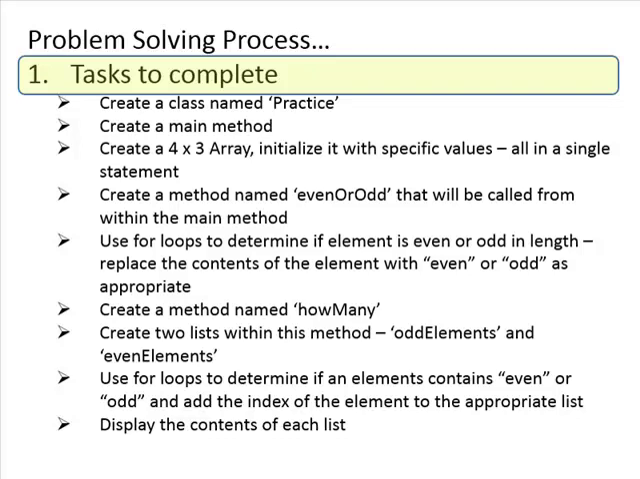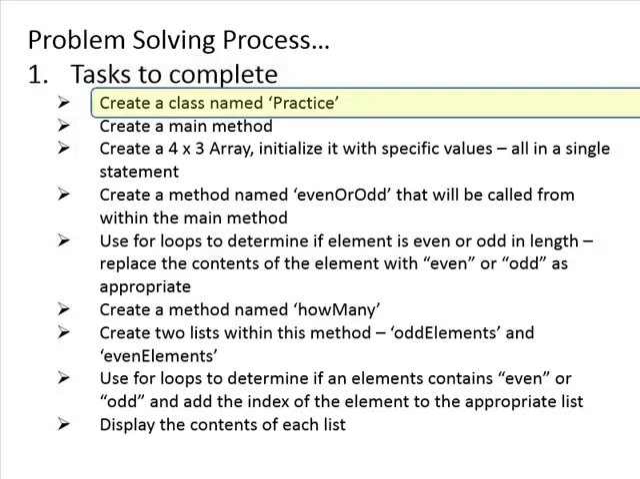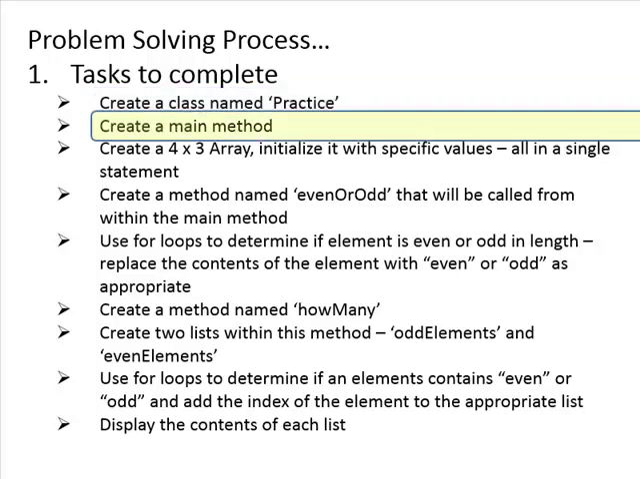It specifically states that you need to create a class with a specific name. And it's usually implied that we're going to have a main method, but this one actually comes right out and says you're going to have a main method. But even if it didn't, we'd still want to have a main method. All of our Java programs need to have a main method.